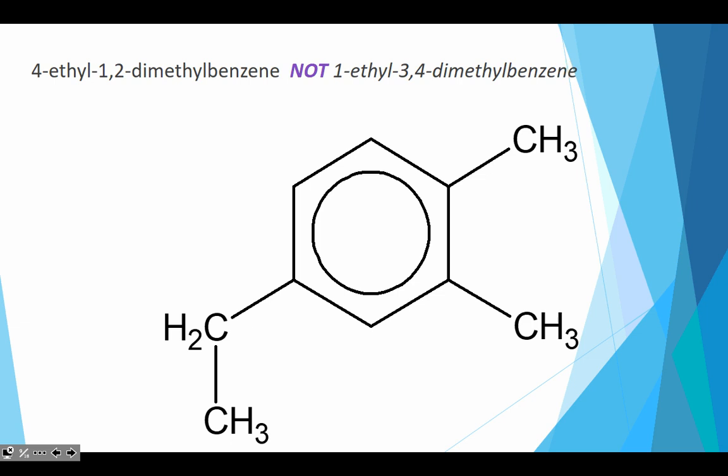So here's an example. Take a look. 4-ethyl 1,2-dimethylbenzene. So 4, 5, 6, 7 total, and not 1-ethyl 3,4-dimethylbenzene. In this case here, 4 plus 3 is 7 plus 1 is 8. And we have 4 plus 1 is 5 plus 2 is 7. So this is right. This is no bueno. So you've got to play around a little bit with the naming of the benzenes.